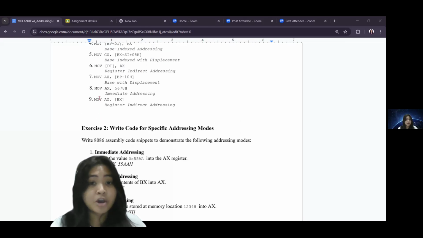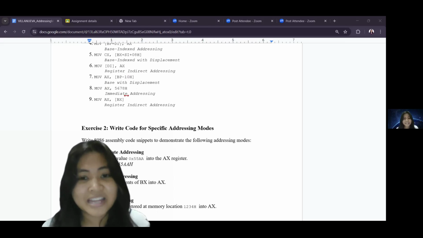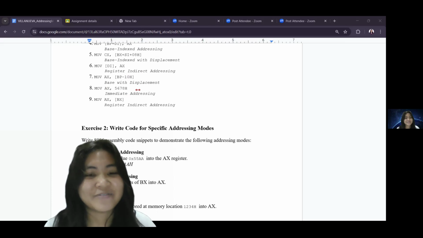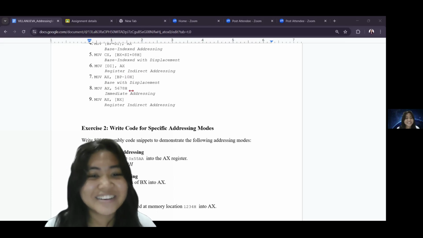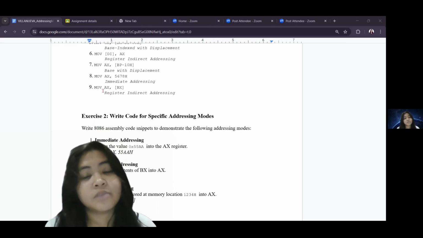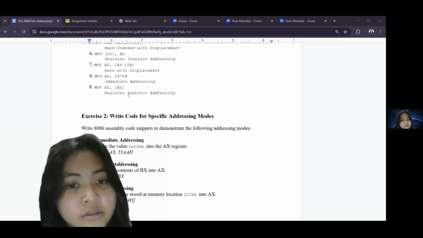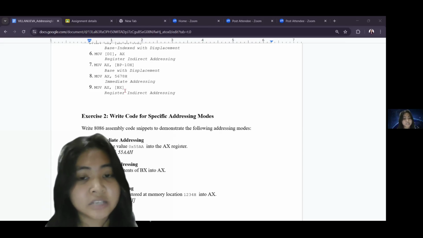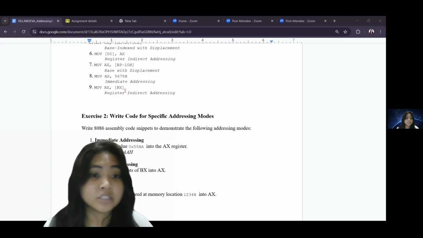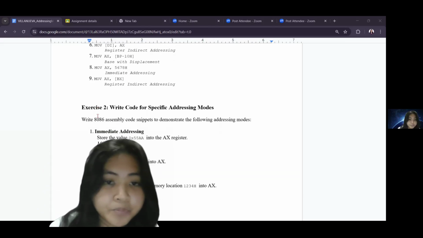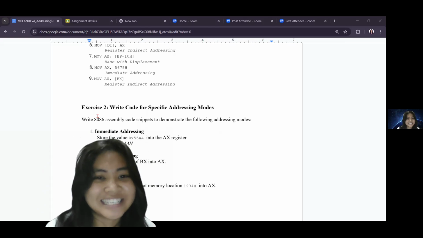For number 8, mov AX, comma 578H. The value is right there in the instruction, so no memory lookup needed. So the answer for that is immediate addressing. And last, for number 9, mov AX, comma bracket BX. BX is inside brackets, so it's pointing to memory. Therefore, the answer for this one is register indirect addressing. That's it for exercise 1.